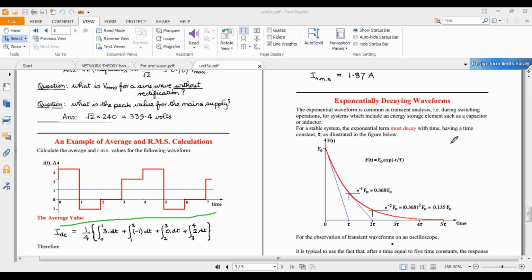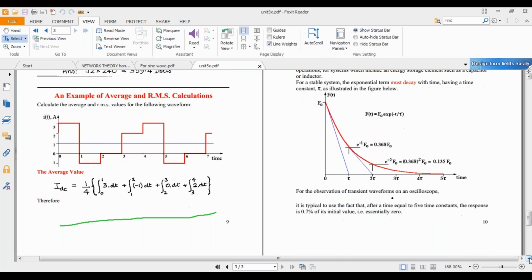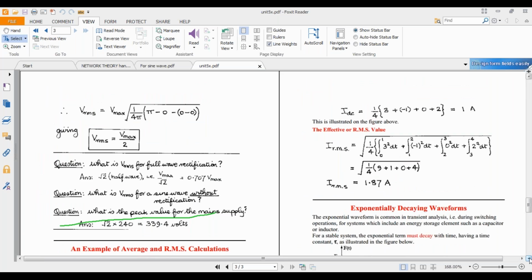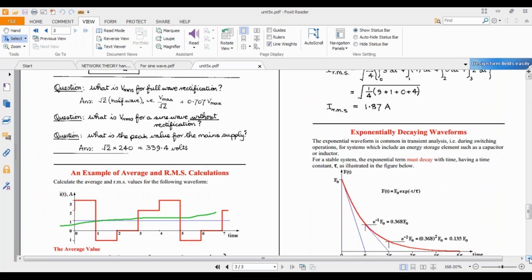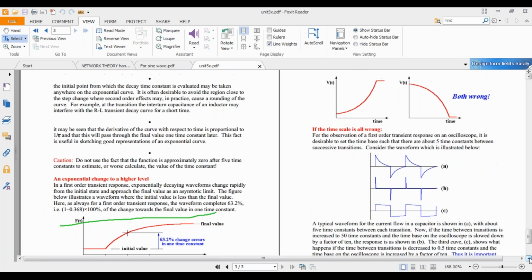So these are the topics to be understood in this class. Clear? Do you understand today's class? Yes, sir. Okay.